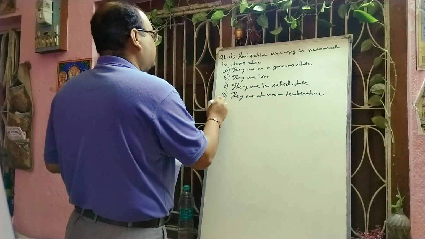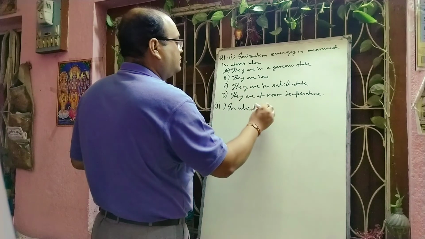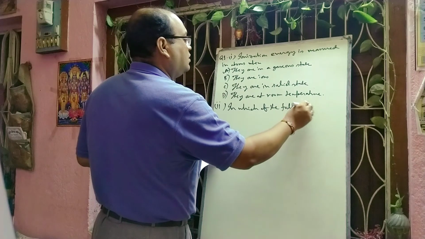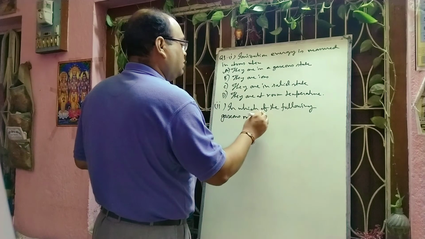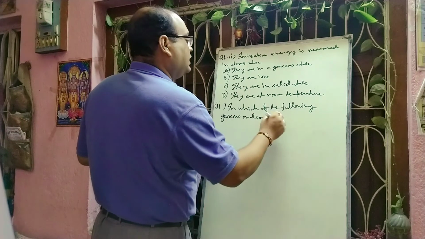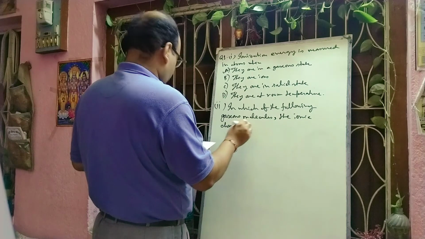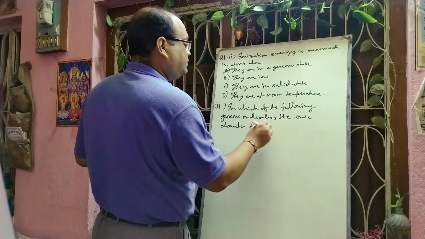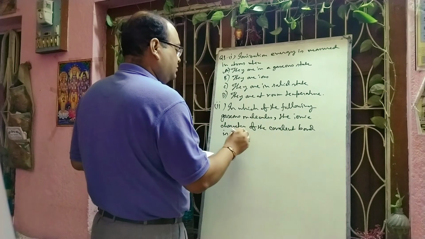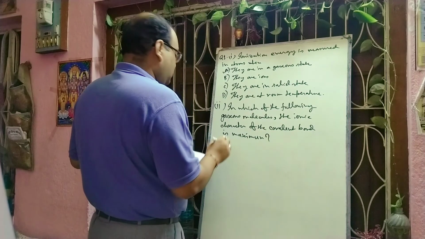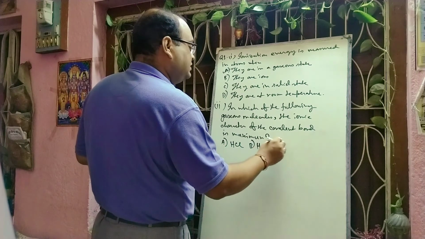Next, question number 2. In which of the following gaseous molecules is the ionic character of the covalent bond maximum? Options are given: A, HCl; B, HF; C, HBr; and D, HI.